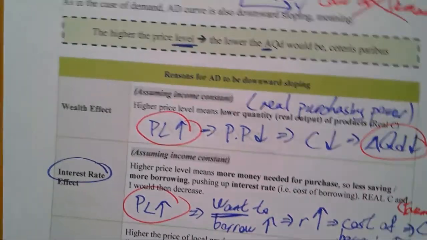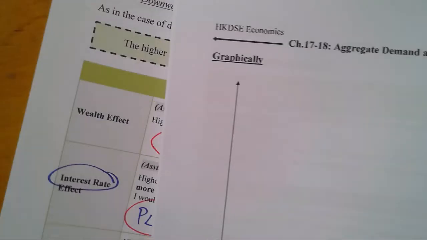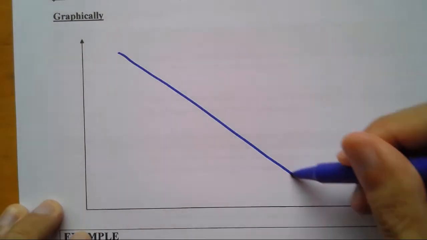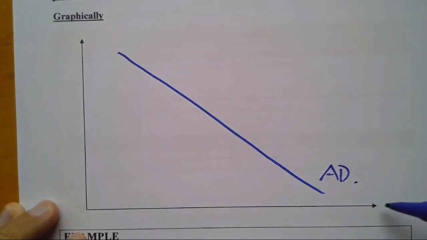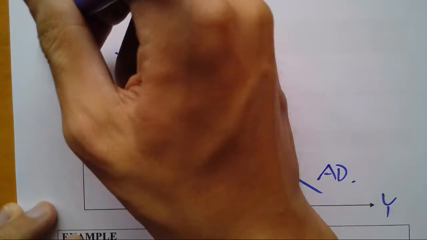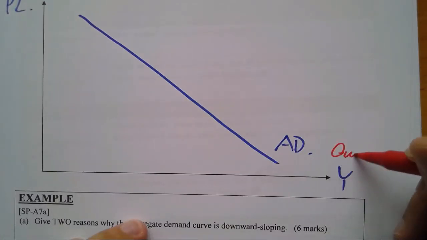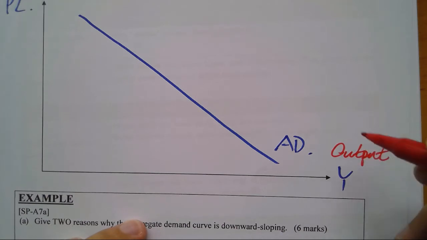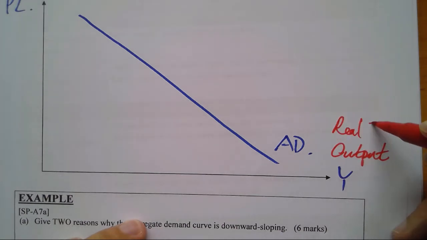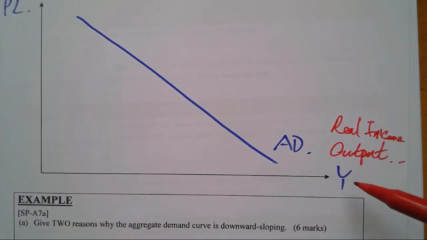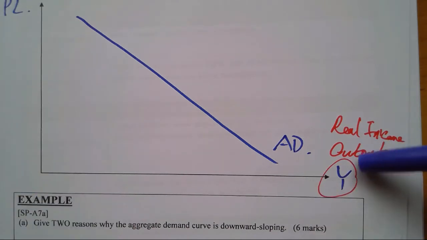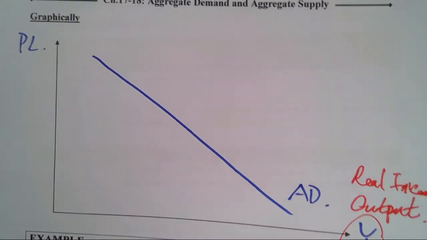Okay, 好嘛？嗱 so you may be asking, are these important? Yes, graphically. AD, downward sloping. Okay, now remember, this is Y, this is our price level. Y, sometimes we will call it output, or sometimes you see real income, etc. Many names, but we abbreviate as Y. OK，有好多唔同嘅名嘅，遲啲做 exercise 你就知㗎啦。OK, graphically just like this.